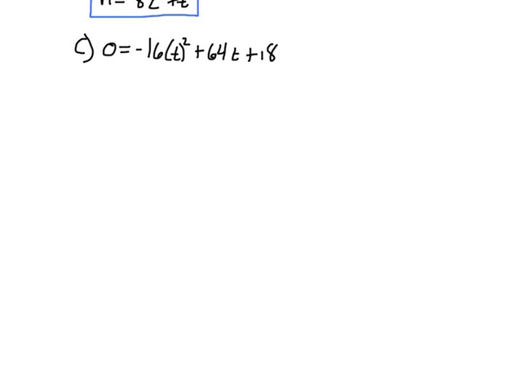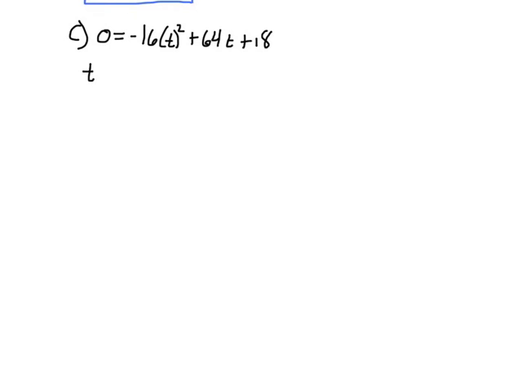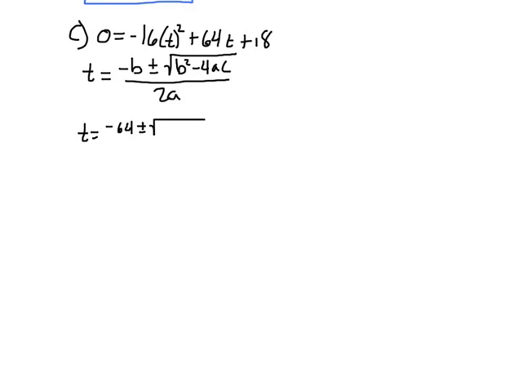Solving for t, it's going to equal negative b plus and minus the square root of b squared minus 4ac all over 2a. So, t equals negative 64 plus and minus the square root of 64 squared minus 4 times negative 16 times 18 all over 2 times negative 16.